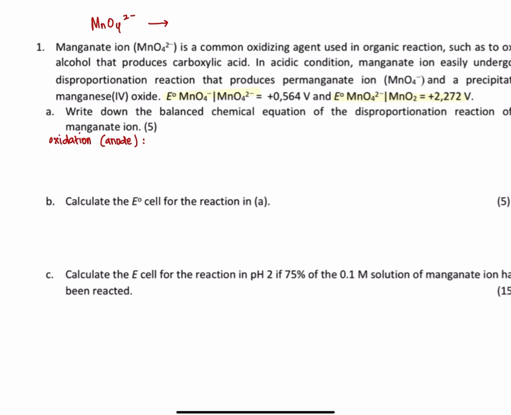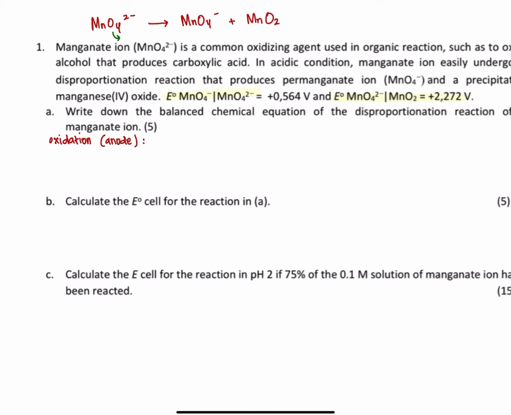The first one is permanganate ion, MnO4-, and the other one is a solid precipitate, which is manganese(IV) oxide, MnO2. Now we are going to analyze each oxidation number because we want to know which one is the reduction and which one is the oxidation. So let's start with this.